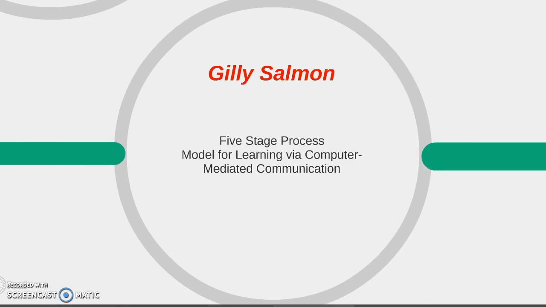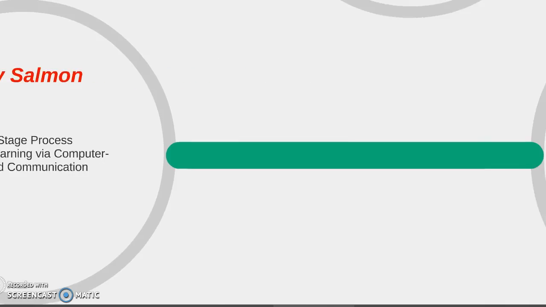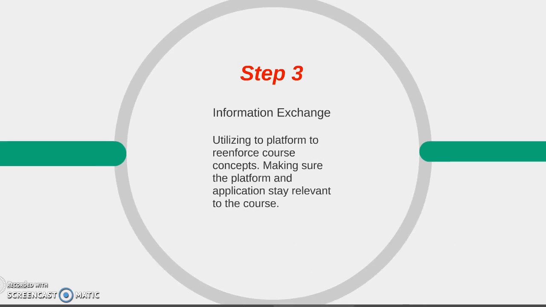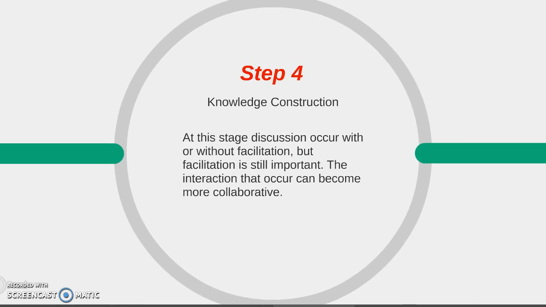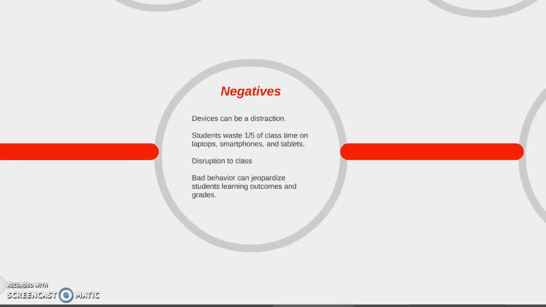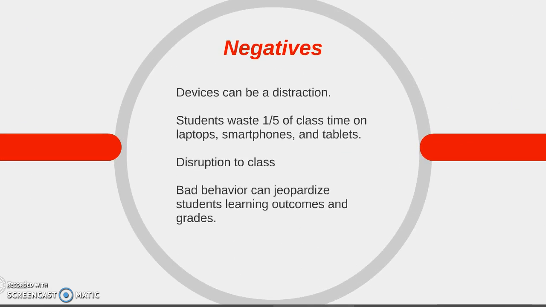Gilly Salmon adapted a five-stage process to model learning via computer-mediated communication, and these are just the steps. These are important because they can help the institution instill the knowledge on the how-to. Some of the negative aspects of adapting social media were distraction and disrupting class, and that these bad behaviors can jeopardize the learning outcomes.